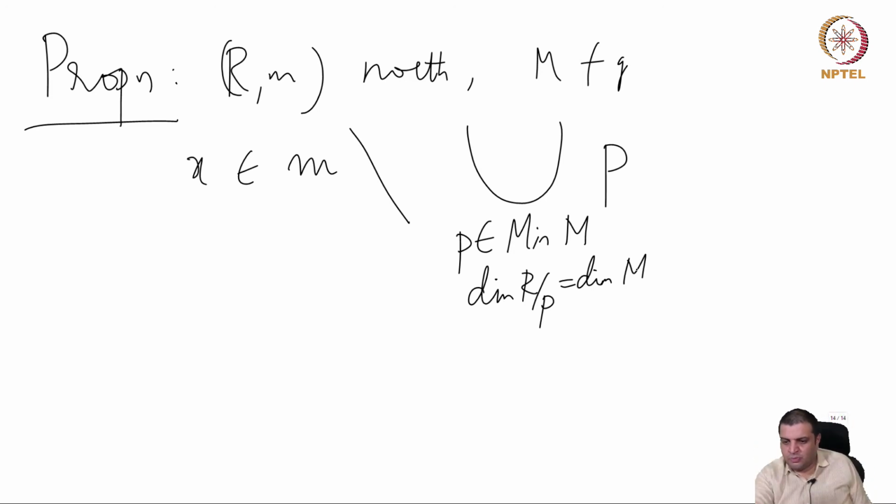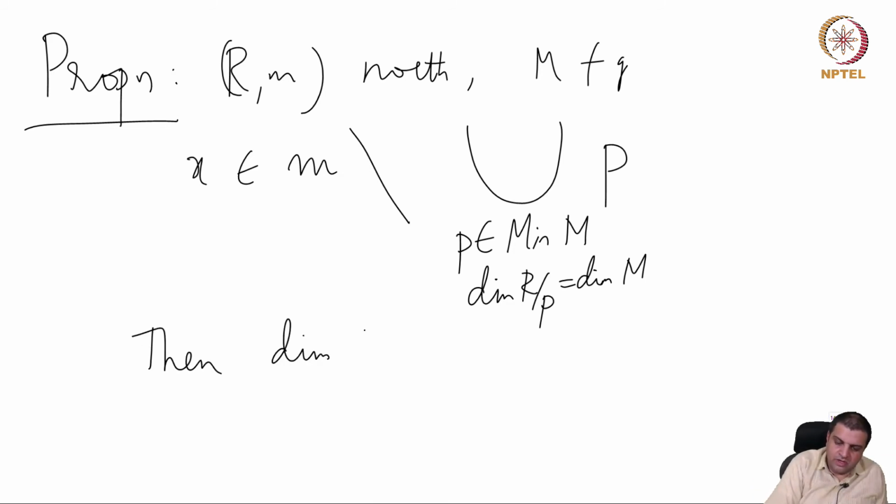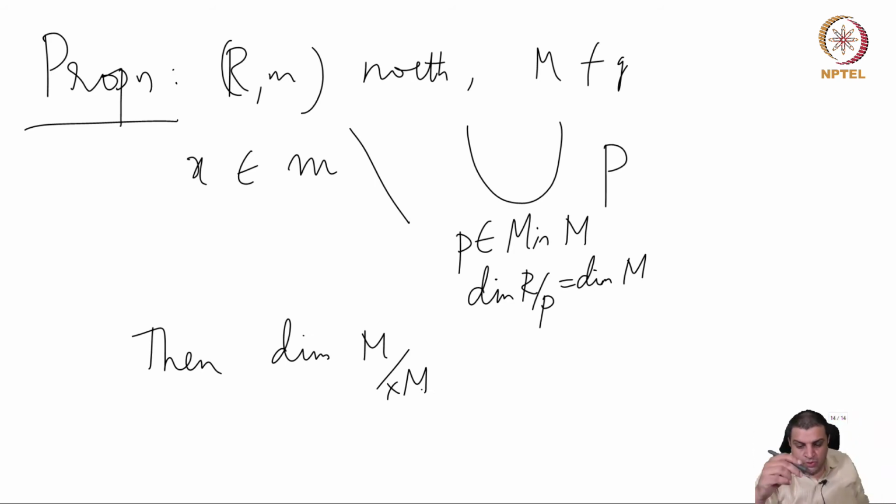We just observed that, then dimension of M mod xM. In the proof of the theorem we used that dimension of M mod xM is strictly less than dimension of M, and that is how we built the induction. But it is in fact equal to dimension of M minus 1.